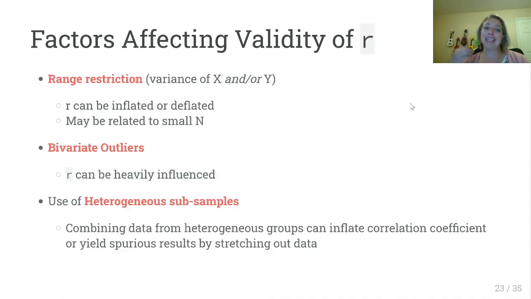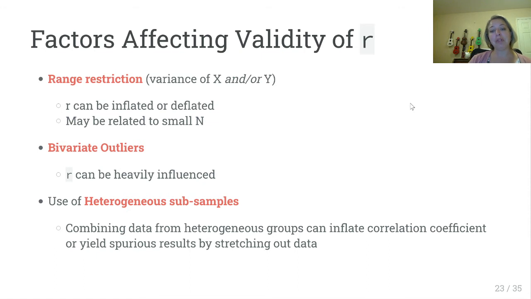Okay, so things that can get you in trouble or affect the correlation. We've talked about outliers. These are not outliers in one variable or the other variable. They're outliers to the two-variable partnership relationship. So we call that bivariate outliers.